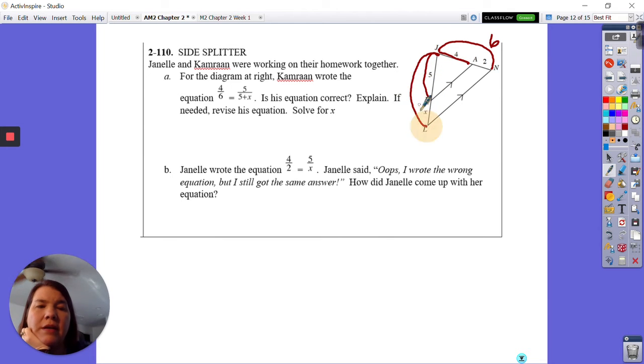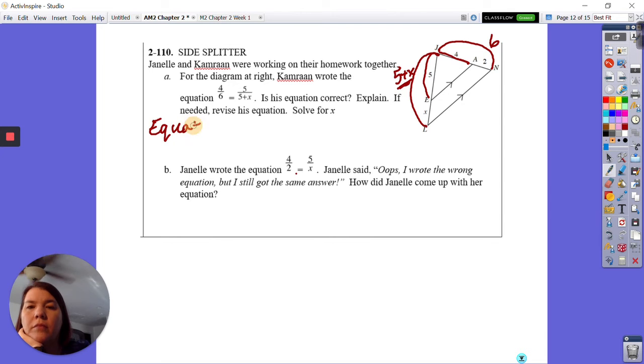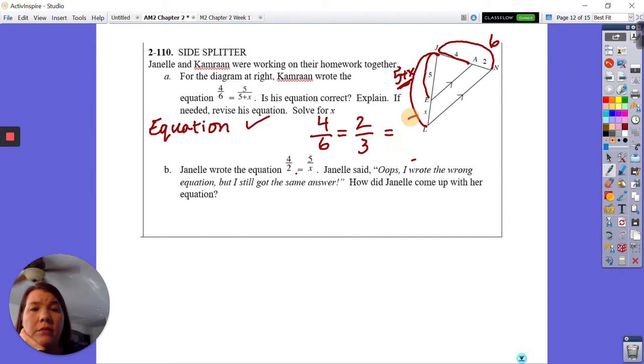I think he's good. So we've got small on top on both and the big one on the bottom on both. It's just a little weird that one is that. I think he's good. The equation looks fine to me. So we don't need to revise it. We're going to just go ahead and solve it. I'm going to make 4 over 6 into 2/3 before I solve. I'm going to cross multiply.